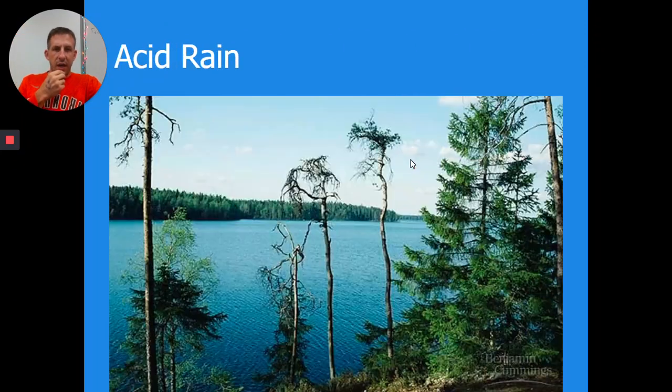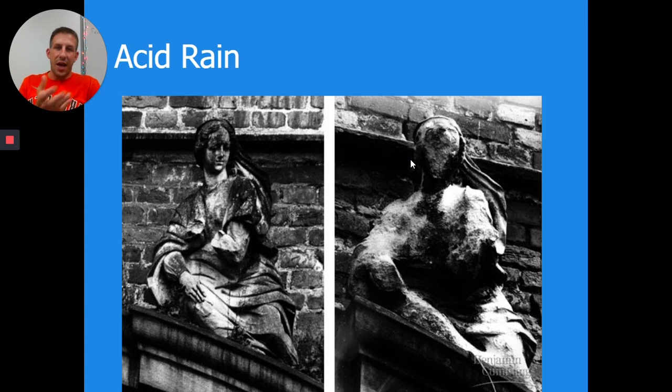Again, this picture right here of the statue, this did not happen overnight. This did not happen in some crazy acid rainstorm with 12 molar sulfuric acid that just melted this statue. This is damage that happens over years. It does not happen overnight. It does not happen in an hour. Acid rain is dangerous to ecosystems, and in this case buildings, because it is continued exposure to a dangerous acid over long periods of time. And that can be a really damaging thing.